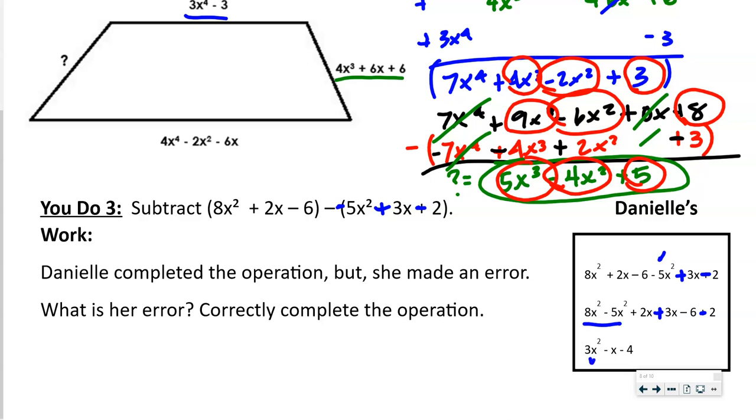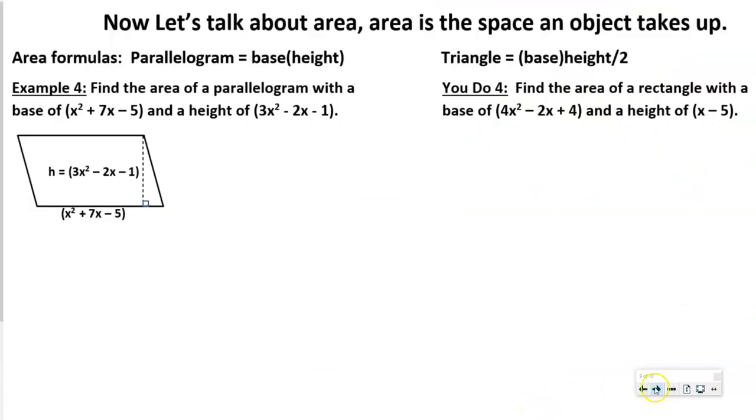But this one should have been plus 5x, right? And then when you combine those two terms, it should have been negative 8. So it should have been 3x squared plus 5x minus 8 was the correct answer, okay?